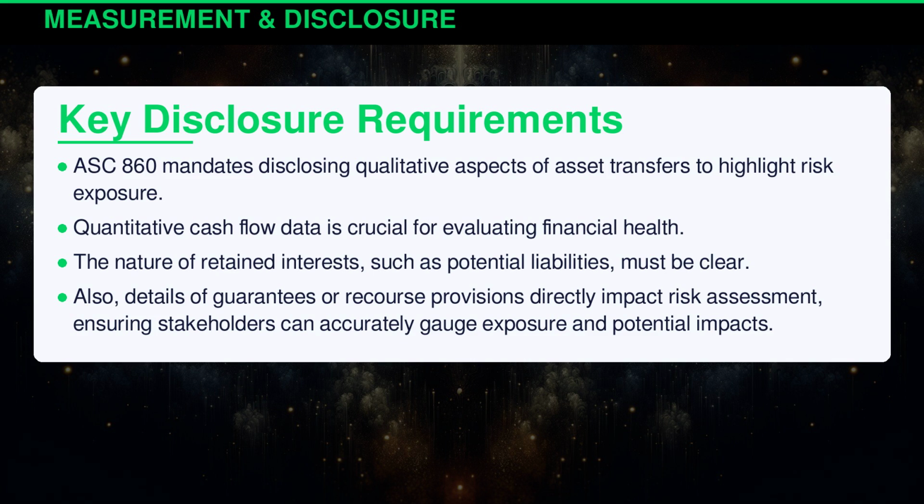ASC 860 mandates disclosing qualitative aspects of asset transfers to highlight risk exposure. Quantitative cash flow data is crucial for evaluating financial health. The nature of retained interests, such as potential liabilities, must be clear. Also, details of guarantees or recourse provisions directly impact risk assessment, ensuring stakeholders can accurately gauge exposure and potential impacts.